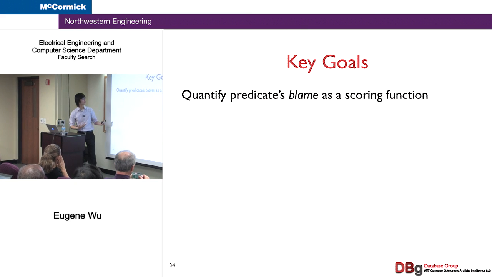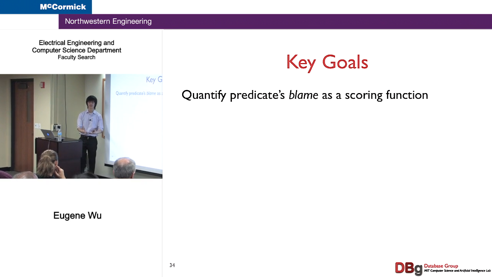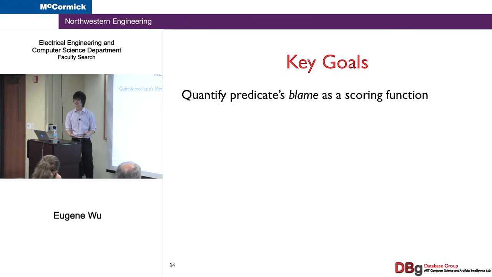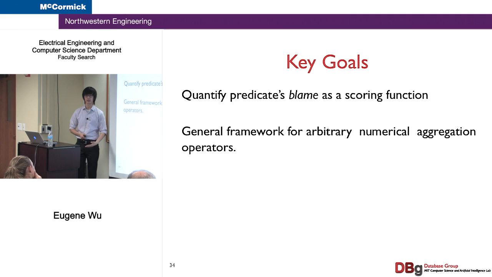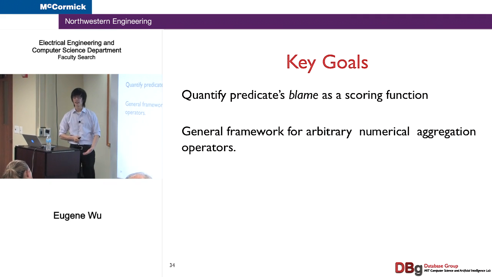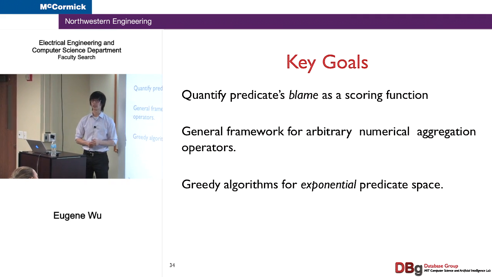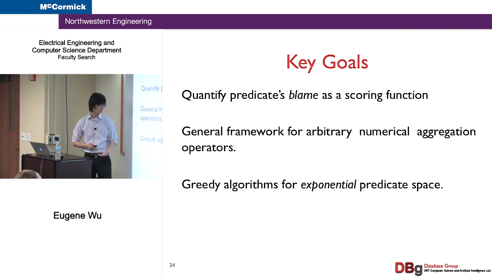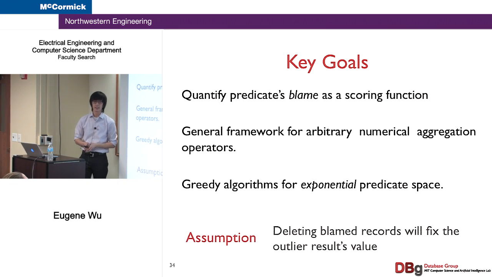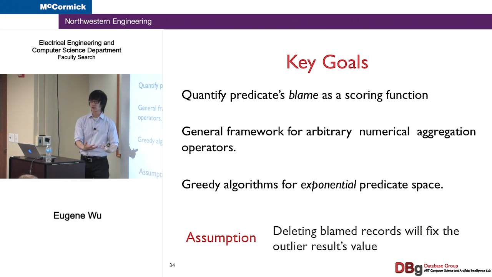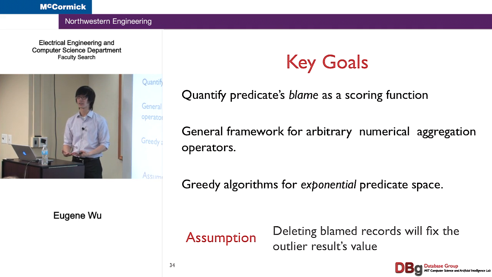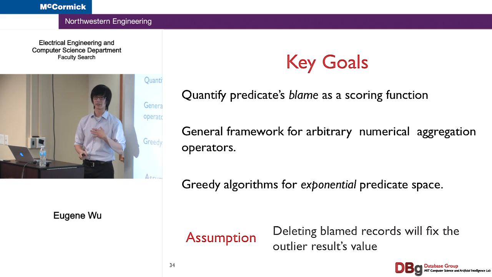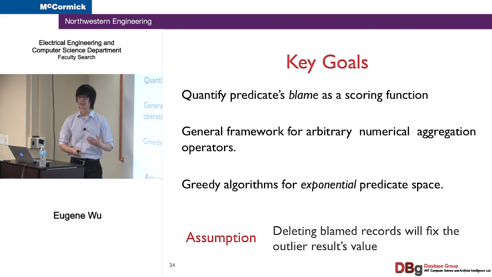And so the goal in our work is to figure out how we can quantify the amount of blame we want to place on a particular predicate as some numerical scoring function. We'd like to develop a general framework that works for arbitrary numerical aggregation operators, and then identify optimizations for operators that we care about. And underlying all of this, the key assumption is that deleting those blamed input records will fix the outlier result value, right? There are other notions of noise, such as perturbing my values in some way, but here we just focus on deleting the values.